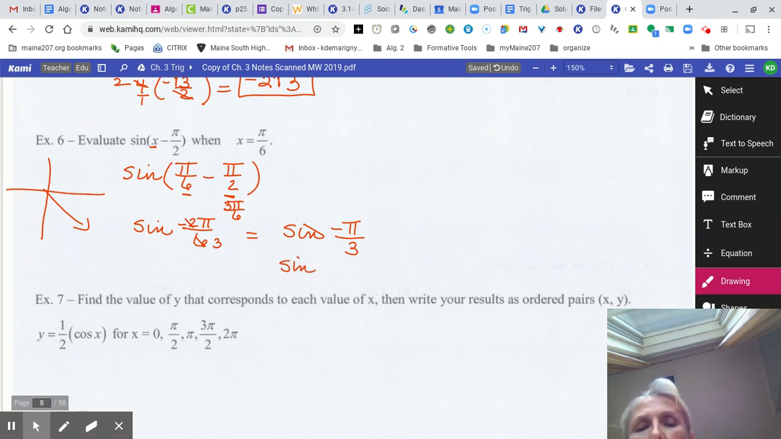So what I actually have is the sine of a negative root 3 over 2, and they wanted the opposite of what that value is. So therefore, what I need to know is it's the opposite of the negative, which is going to tell me that this is going to be a positive root 3 over 2.